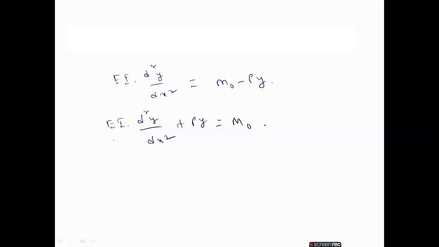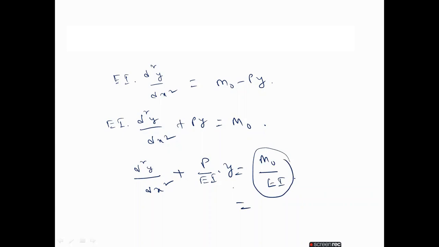So equating the two moments here, EI into d square y by dx square equals M naught minus Py. So if you send the Py to the left hand side, the formula is like this: d square y by dx square plus Py equals M naught. Now I divide with EI. So the next step will be d square y by dx square plus P by EI into y equals M naught by EI.